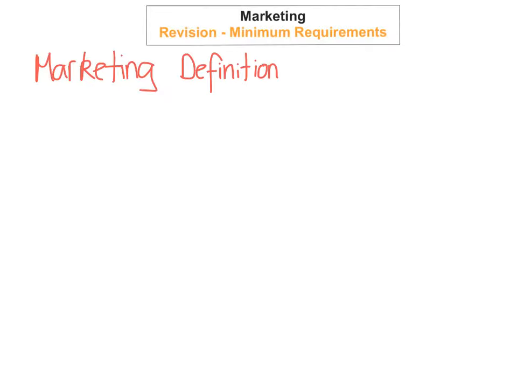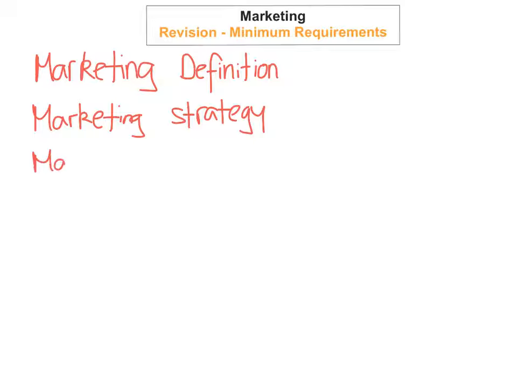The next thing you need to know is your marketing strategy. Your marketing strategy is how you're actually going to market your product. What price you're going to charge, your marketing place, where you're going to place this product in the market, how you're going to promote it. So your marketing strategy is going to be made up of your marketing mix, and it's really important that you understand your strategy and your marketing mix.